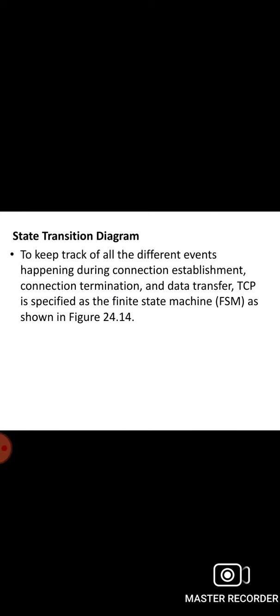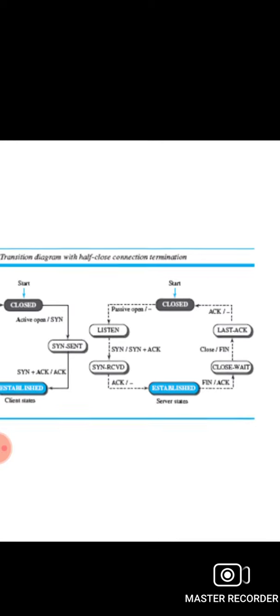Welcome to this module. In this module, we are going to see the state transition diagram and the flow control and error control of TCP. To keep track of all the different events happening during connection establishment, connection termination, and data transfer, TCP can be specified as a finite state machine, as you can see in this diagram.